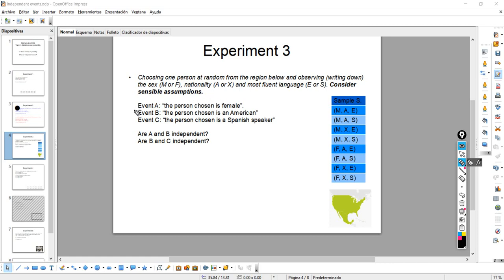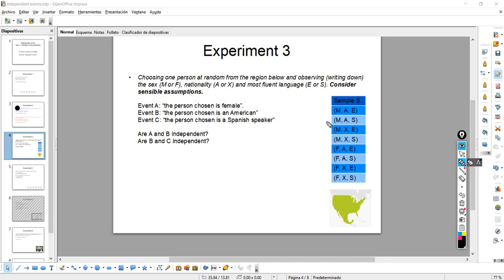Okay, so let's define these 3 events: A, B, and C. The event A is the person chosen is female. The event B, the person chosen is an American. And the event C, the person chosen is a Spanish speaker. This is the sample space. I can get all of these 8 outcomes. You can pause the video for a moment and try to understand each of these outcomes. And try and realize that not all of them are equally likely.